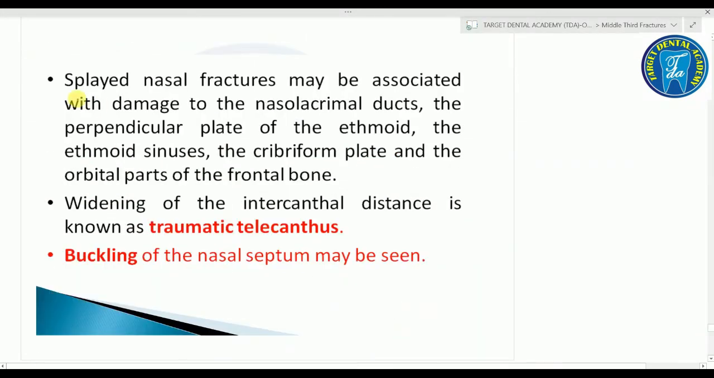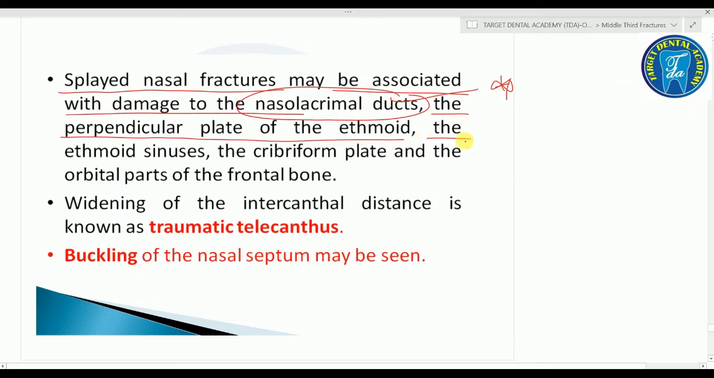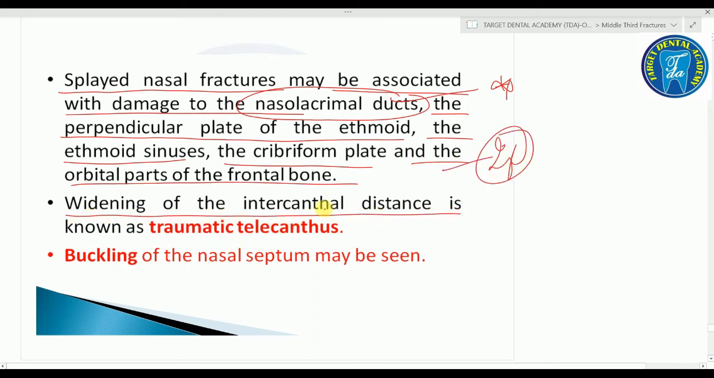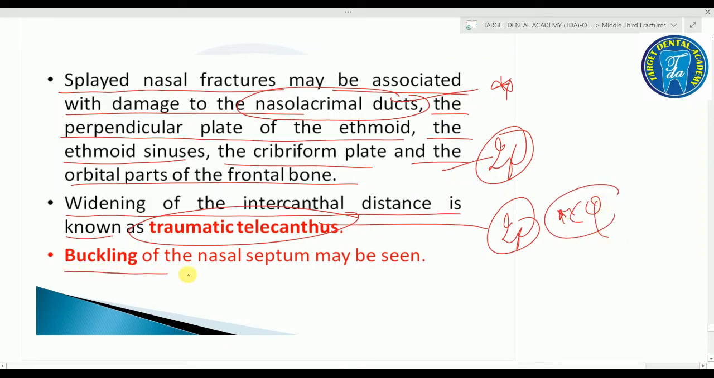So the splayed nasal fractures may be associated with damage to the nasolacrimal ducts, the perpendicular plate of the ethmoid sinuses, the cribriform plate, and the orbital parts of the frontal bone. There is a widening of the intercanthal distance, which is called traumatic telecanthus. Important feature for your MCQ. There is buckling of the nasal septum that may be seen in these anterior injuries.